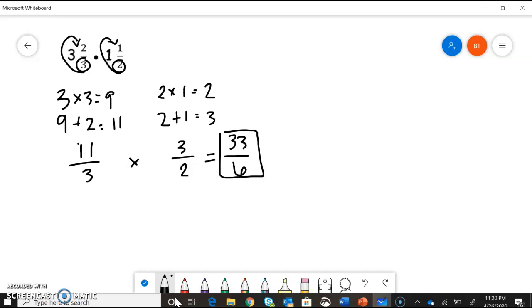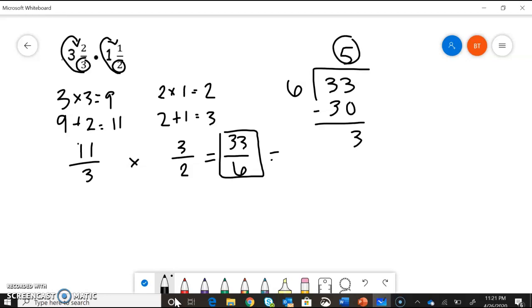So remember how we do that is dividing. So 33 is going to go on the inside, 6 is going to go on the outside. 6 can go into 33 5 times, which will give us 30. And then we're left with 3. Now remember, we're going to stop right there. We don't want any decimals. 5 becomes our whole number. 3 becomes our numerator because that's what's left. And then we keep 6 as our denominator.